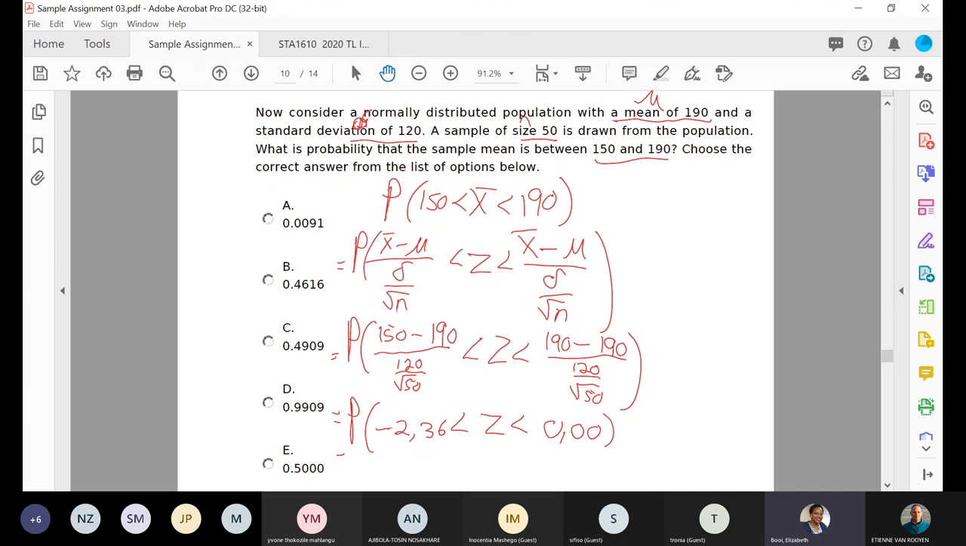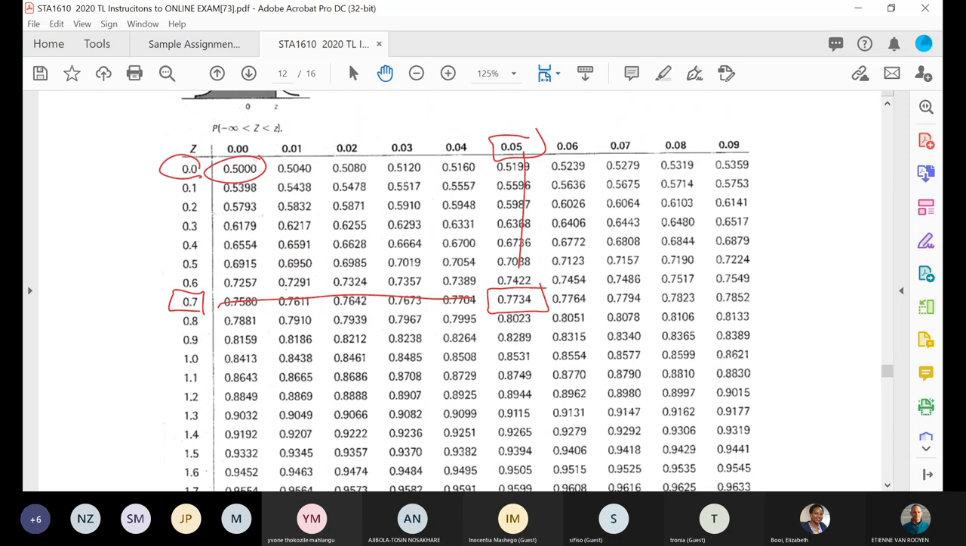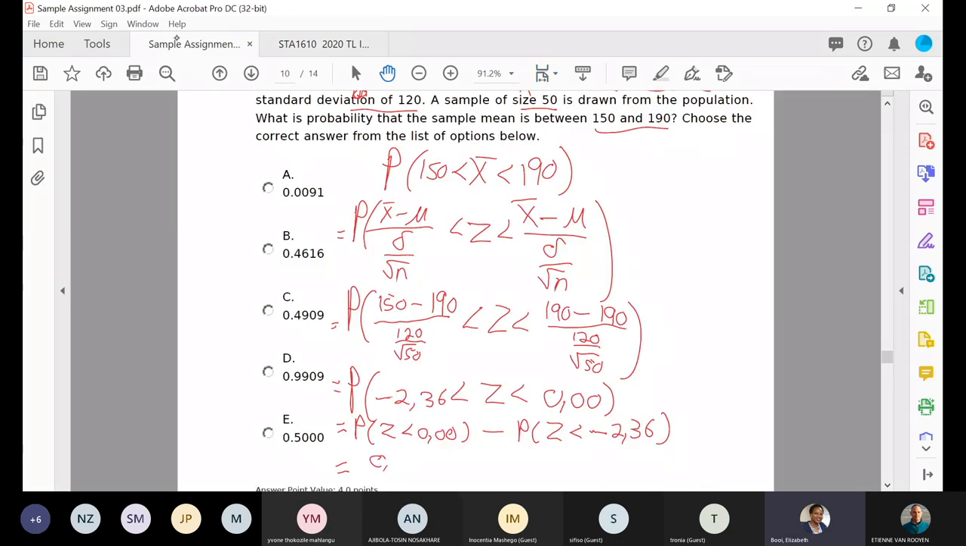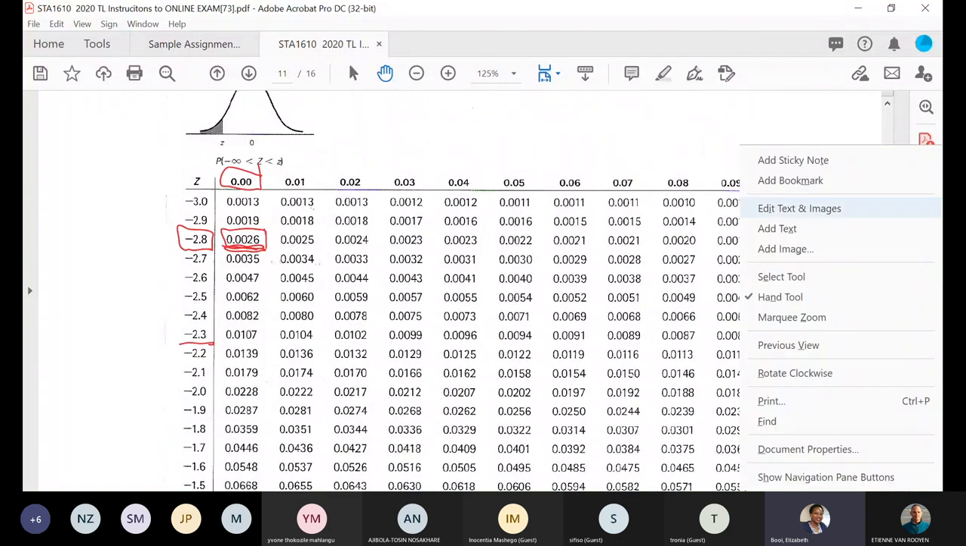So we need to follow the same process. We need to find the probability that Z is less than 0.00, minus the probability that Z is less than minus 2.36. You need to go to the table. I know this one on the table is 0.500. Minus, we go to the negative side, minus 2.36. Go to the negative, we look for minus 2.3 and 6.